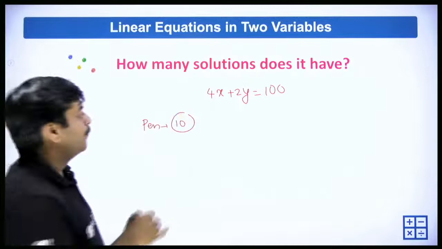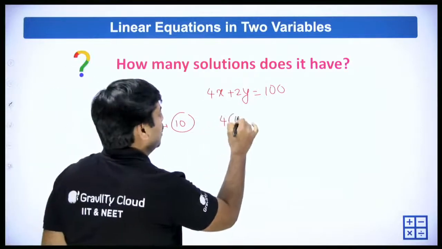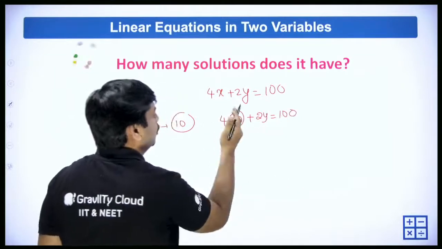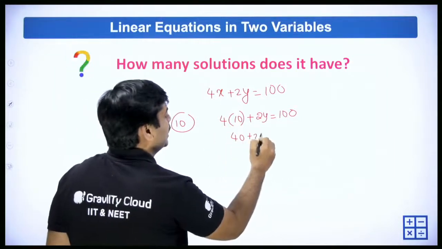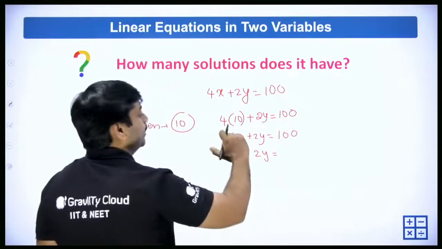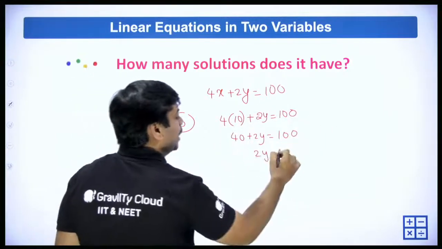So 4 times 10 plus 2y is equal to 100. So 4 into 10 is 40. 40 plus 2y is equal to 100. So 2y is equal to 100, and this plus 40 will go to the other side. Minus 40. 100 minus 40.